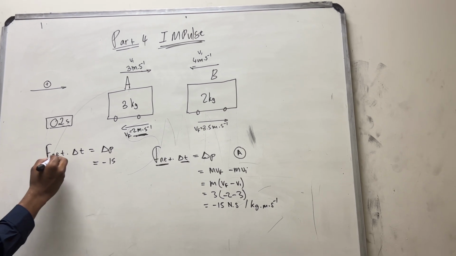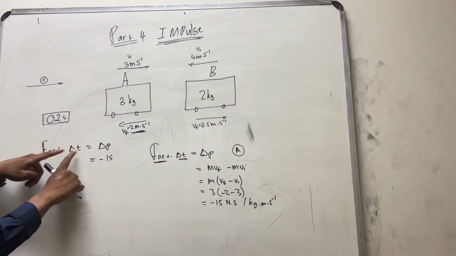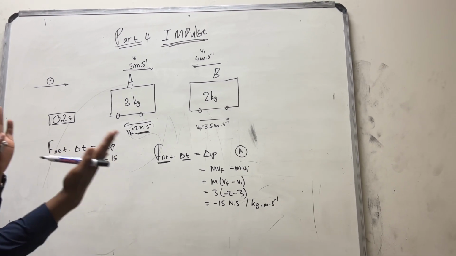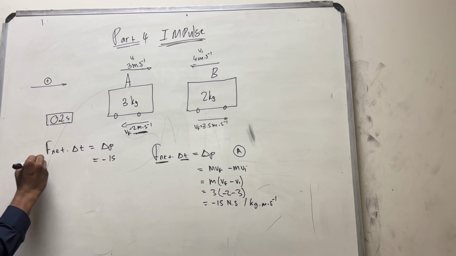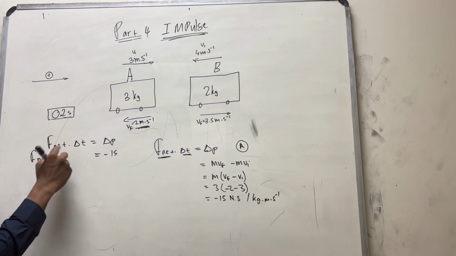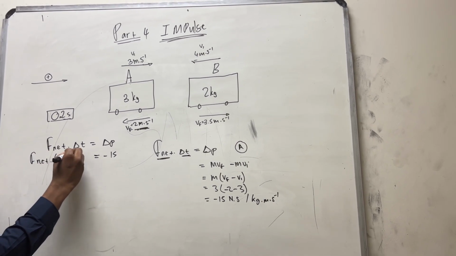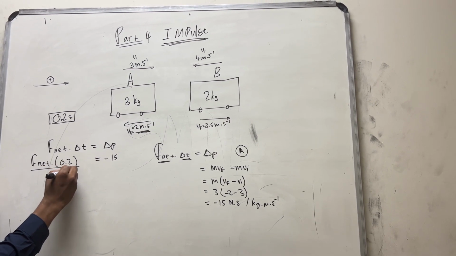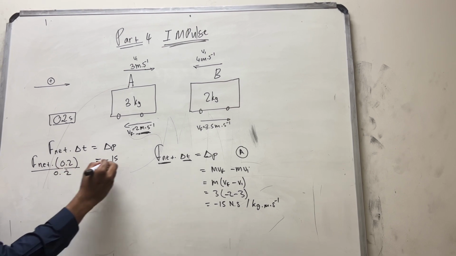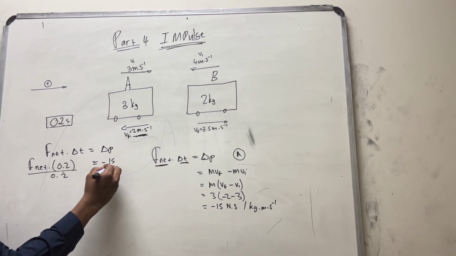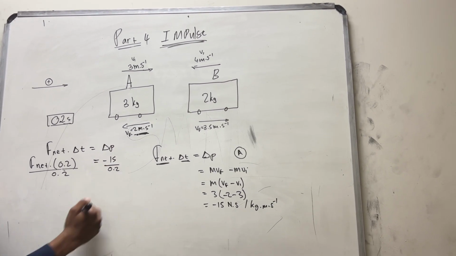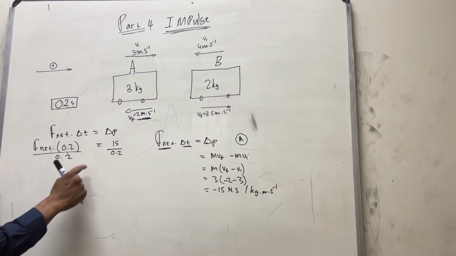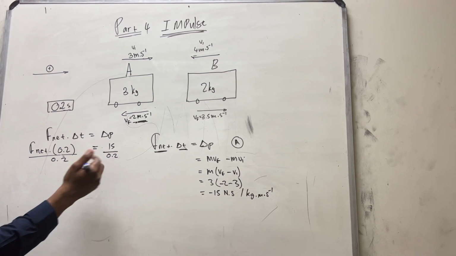On this side, the force is what we are looking for. The time was given. Remember, this is the contact time during the collision. So we have F net multiplied by the time, 0.2. Then from there we divide by 0.2. That one was from car A, so this was supposed to be positive. So when we use it here, we're supposed to use it as positive.